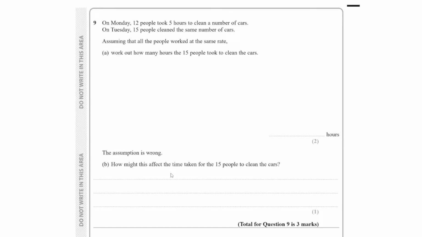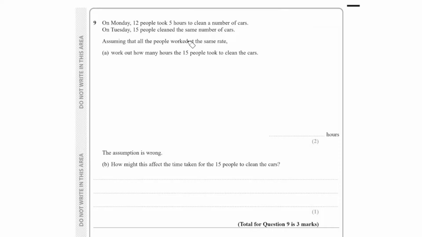Question 9. This is what I would call worded inverse proportion, actually. I know they don't mention that in the question, but that is effectively the topic. So on Monday, 12 people took 5 hours to clean a number of cars. On Tuesday, 15 people cleaned the same number of cars. Assuming that all the people worked at the same rate, work out how many hours the 15 people took to clean the cars. So it's inverse because if you think about it, the more people I have, the less time it will take, or the less people I have, the more time it will take.